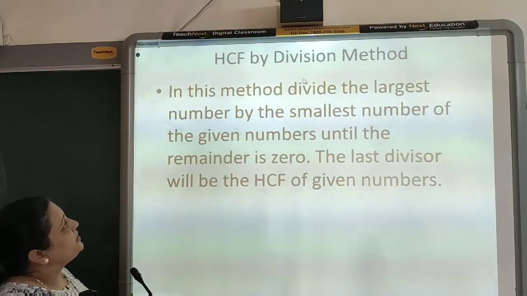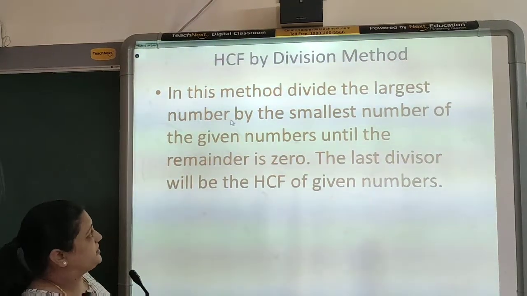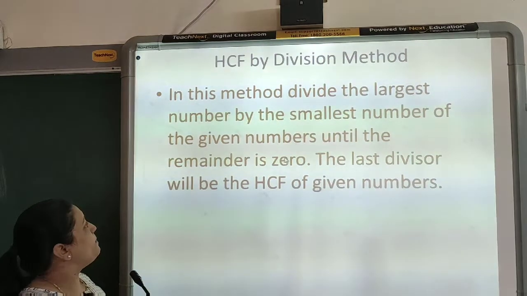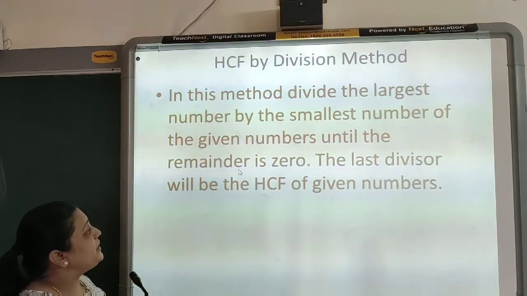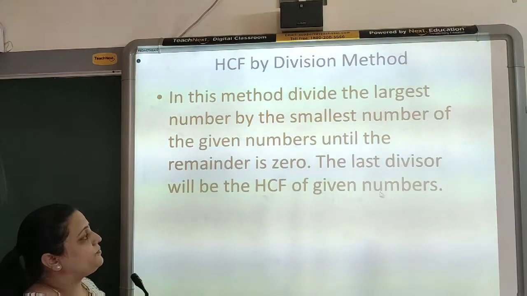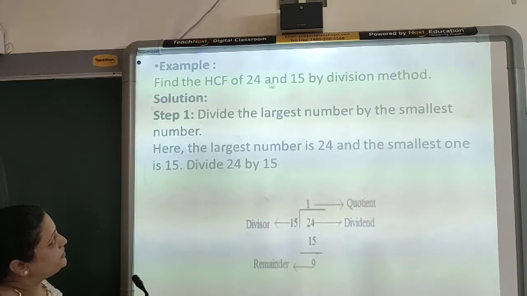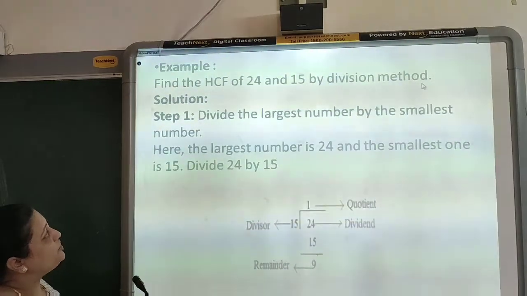Now the next method is the division method. In this method, divide the largest number by the smallest of the given numbers until the remainder is 0. The last divisor will be the HCF of the given numbers. See the example here. Find the HCF of 24 and 15 by the division method.